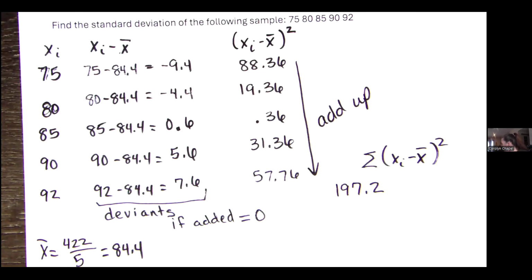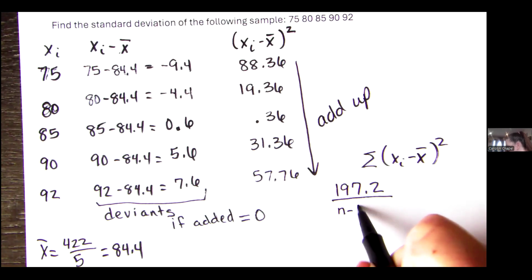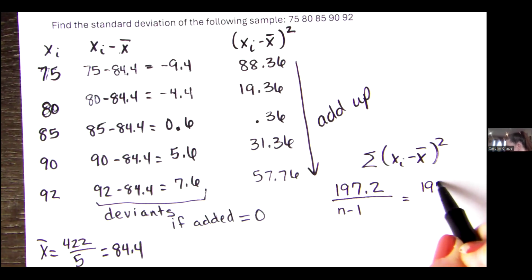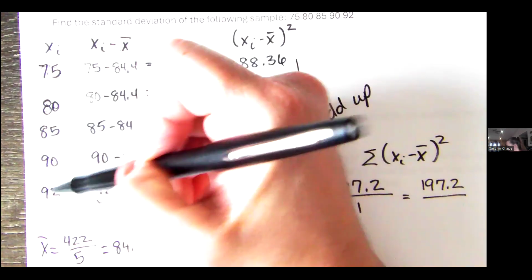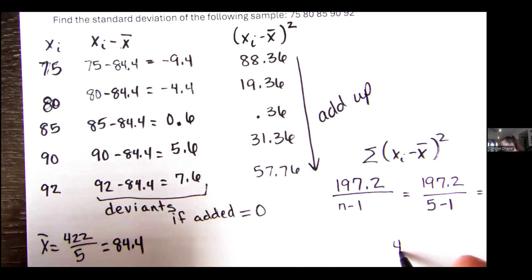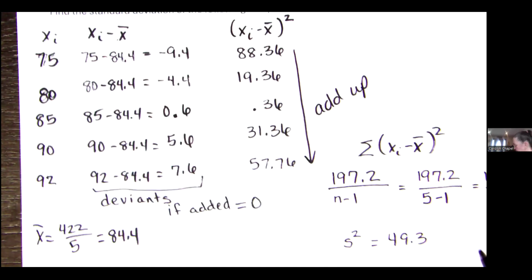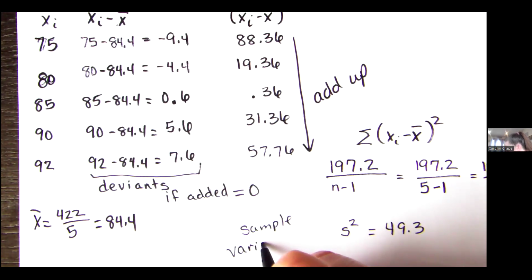All right. And then since we're talking about a sample, we are going to divide by our n minus 1. Now, n is the number in our sample, how many things we had. And we had 1, 2, 3, 4, 5. So we're going to take this number and divide by 5 minus 1. Or we're going to take 197.2 and divide it by 4. So I'm going to take that divided by 4, and I get 49.3. This is S squared, which is my sample variance.